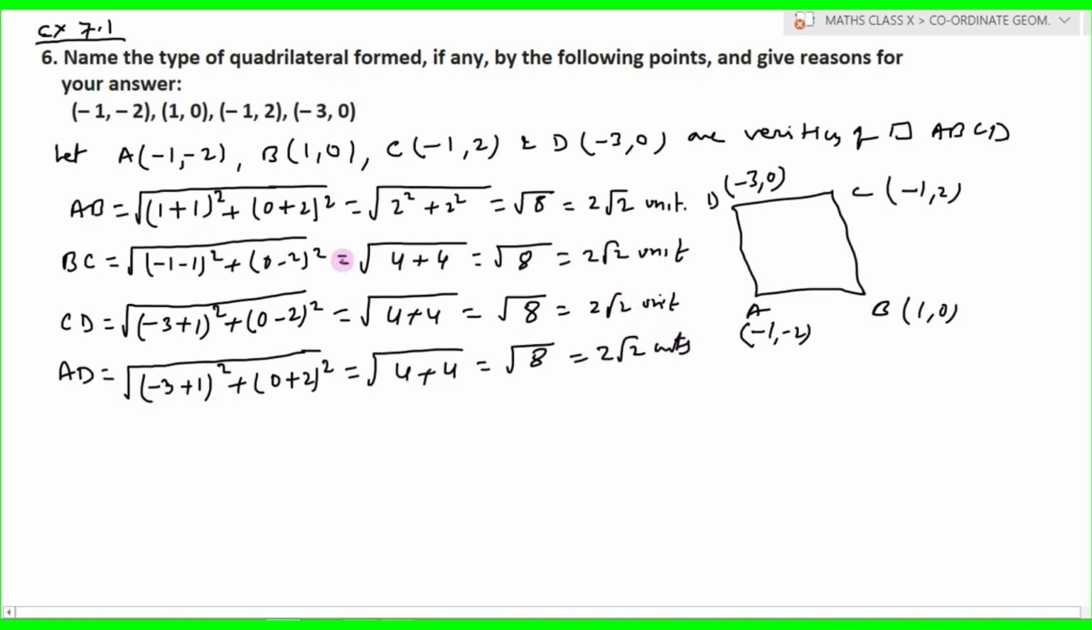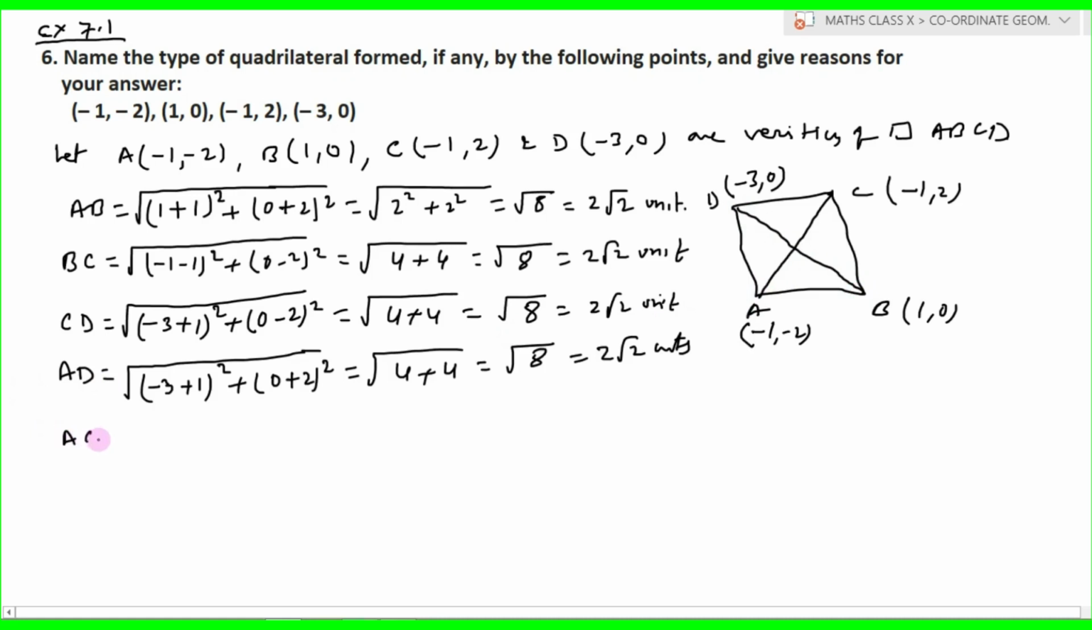Okay, so for all 4 sides we have seen the value is the same, root 8 or 2 root 2 units. So all the 4 sides are equal. So it may be a square or maybe a rhombus. But you have to distinguish whether it is a rhombus or a square. For that you need to find two more lengths, the diagonals. Okay, so the diagonals are AC and BD.